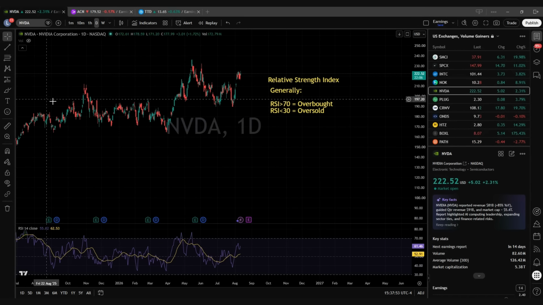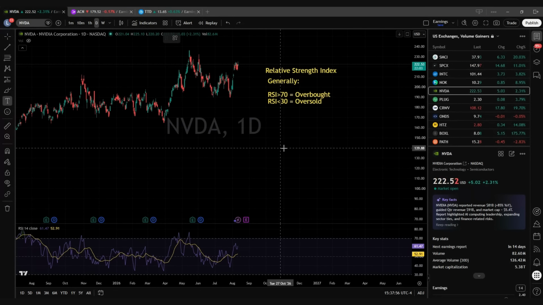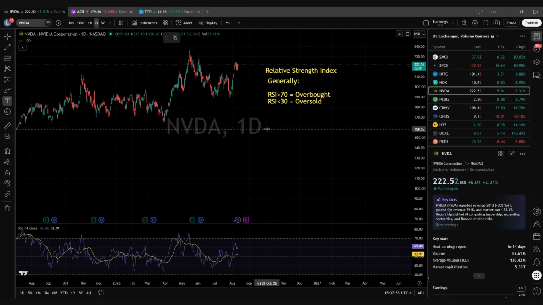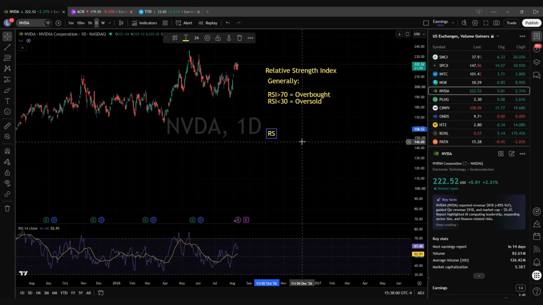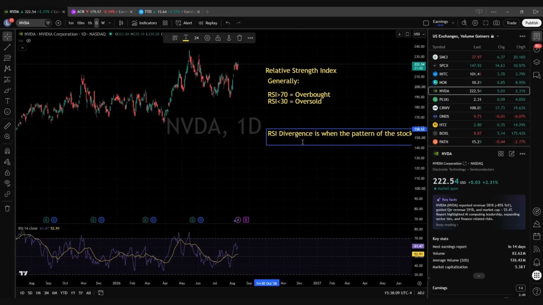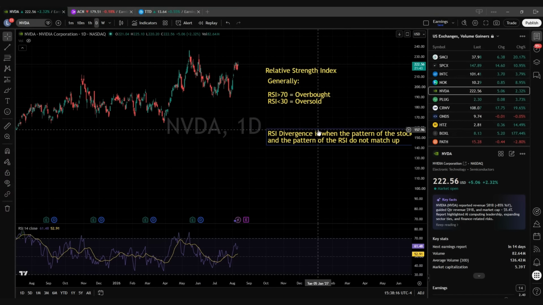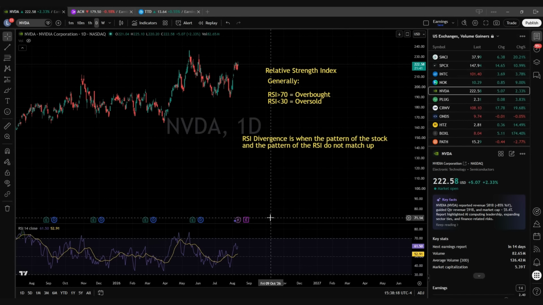Now, what is RSI divergence? Let me go ahead and write that down. RSI divergence is when the price, the pattern of the stock, and the RSI do not match up. So RSI divergence is when the pattern of the stock and the RSI do not match up, right?